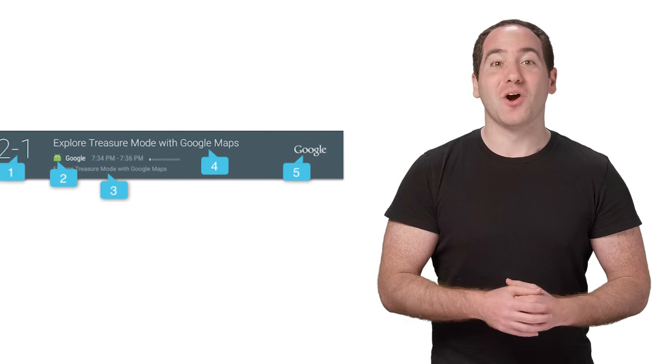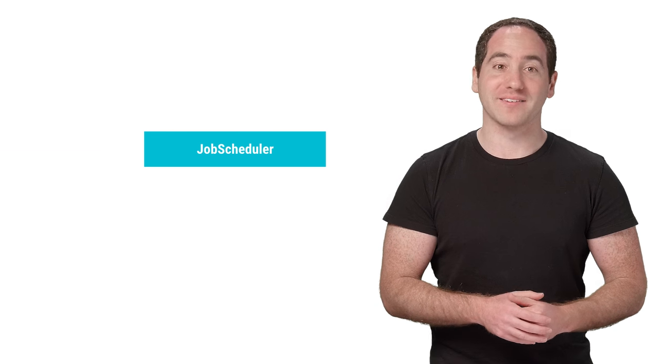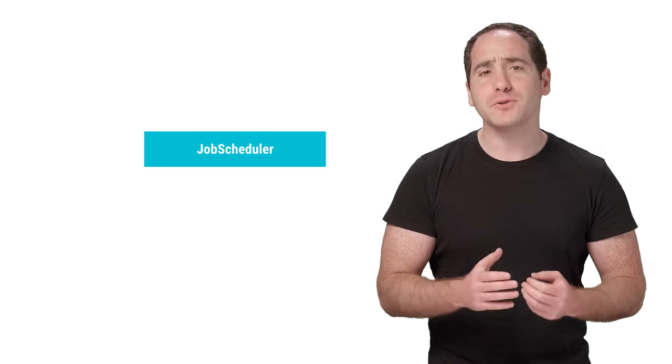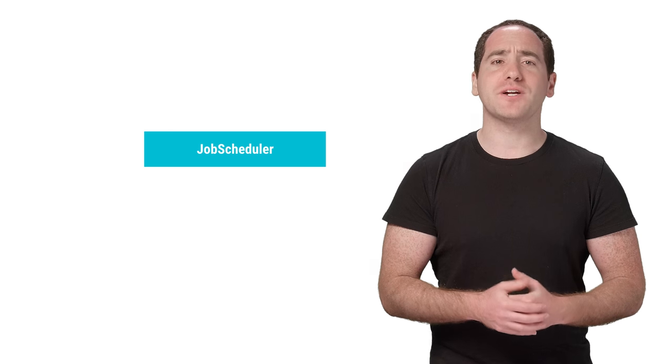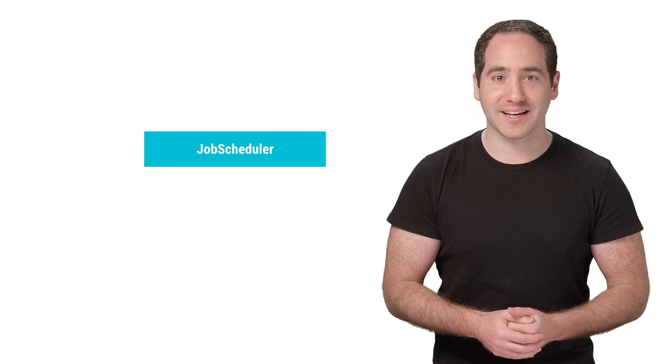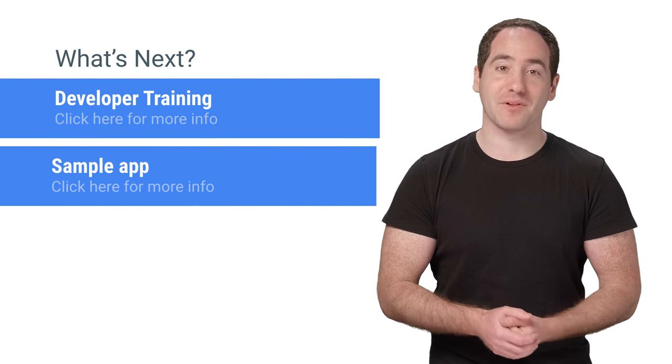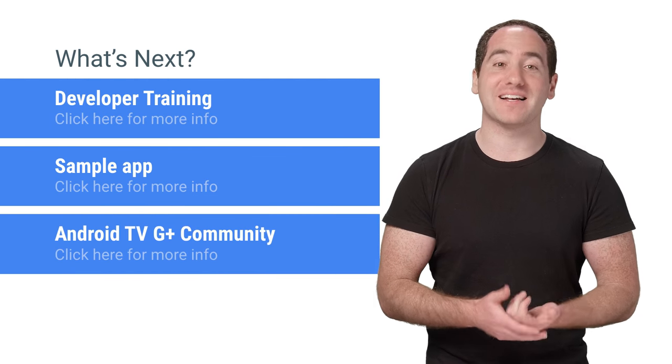the sample app. Over time, you'll probably need to update your program data. You can do that in the background by using a built-in solution like Job Scheduler. You can register your job and run the update during idle time, say every night at 3 a.m. For more information, check out the developer training and the sample app, and visit the Android TV community to ask questions and share ideas.